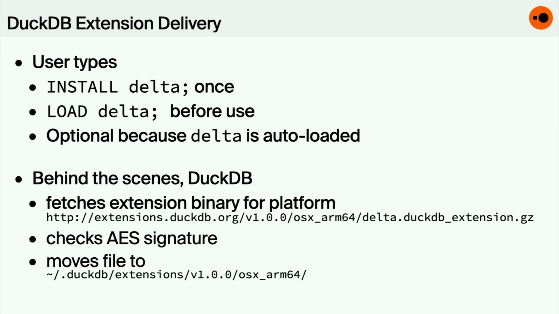But what actually happens behind the scenes is that DuckDB will automatically go to the internet. We'll find out what your platform is. In this case, it's ARM64 on OS X. It will look for a binary that's actually sitting there on the internet. So that's a shared object file, a binary code that contains Delta kernel as a static sort of linkage.